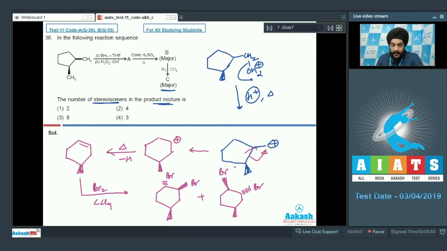Okay. So there will be a total of 2 stereoisomers formed in the product mixture. So if you look at the options which are given to us, we can clearly see that we have to select the first option as the correct answer to question number 36. Let us look at the next question.